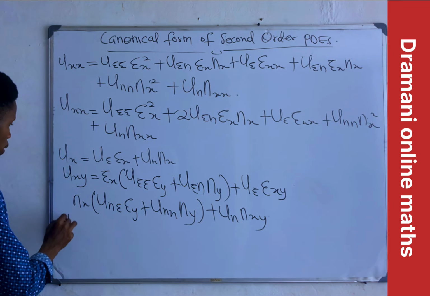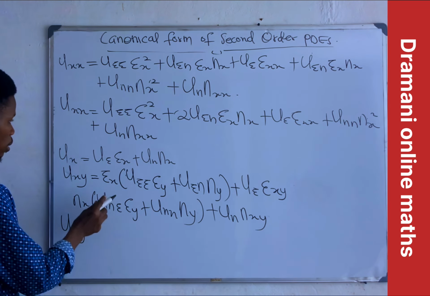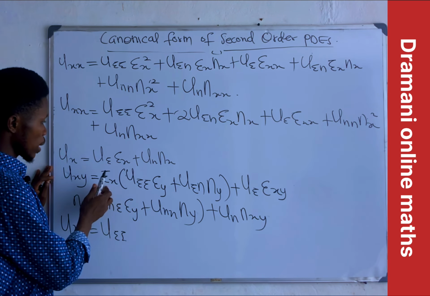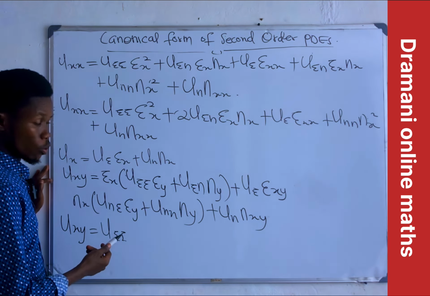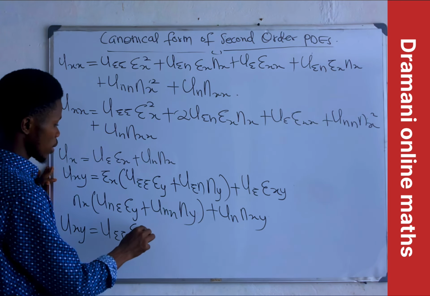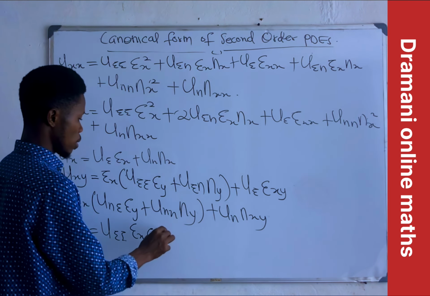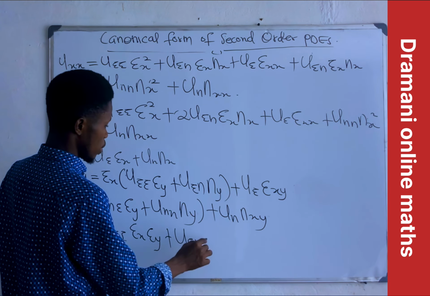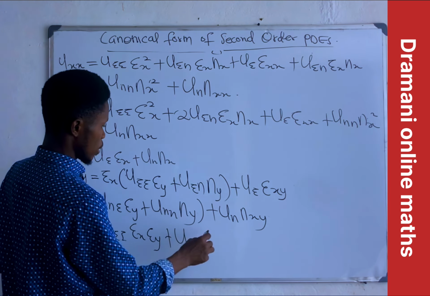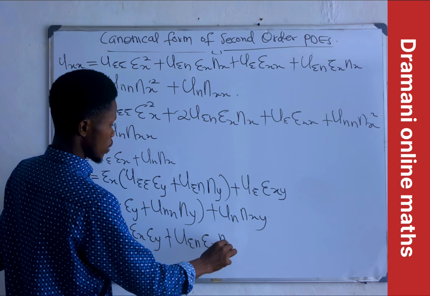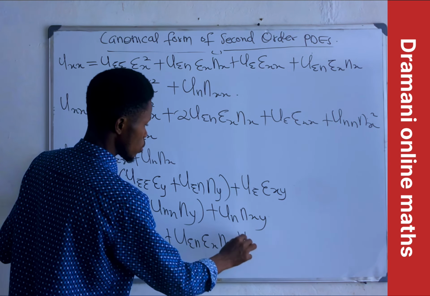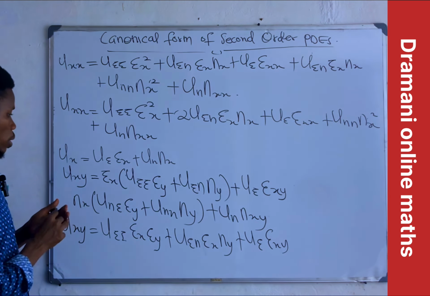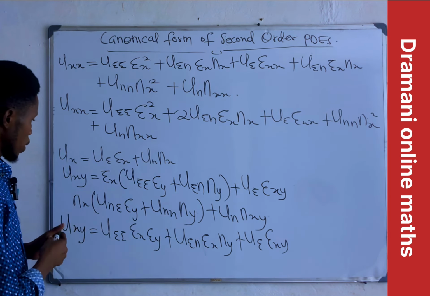So if I simplify this, now this is going to be uξ ξx times ξy, which will not be ξx squared, but rather it will be ξx ξy. Is that okay? Plus uξ ηx ηy plus uξ ξxy. Is that okay? So now let me expand that one.